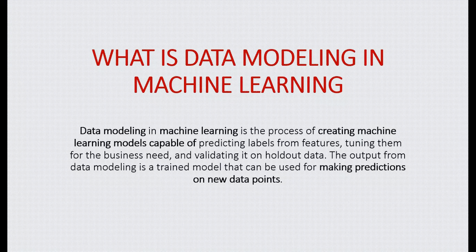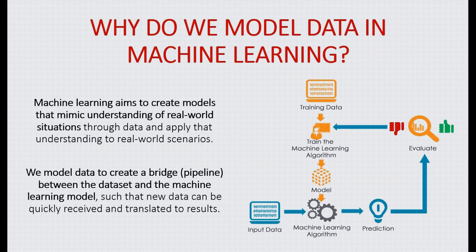Now, the output from the data modeling process is a trained model that can be used for making predictions on new data points. And this is the concept of generalization, where we are sure our model isn't just fixed to a particular system, but is now able to learn on new instances. Now, why do we model data in machine learning?